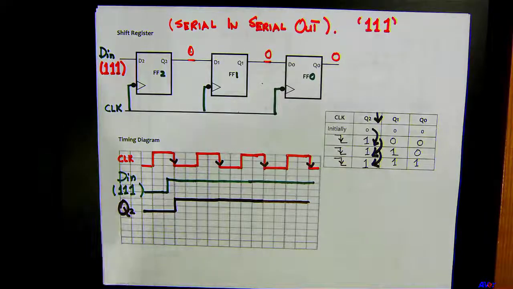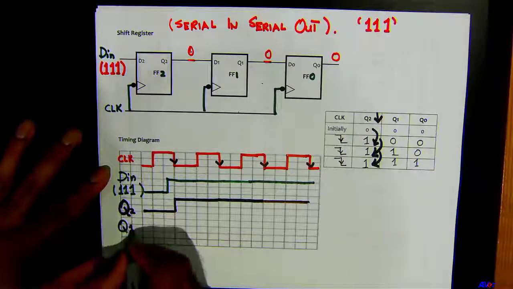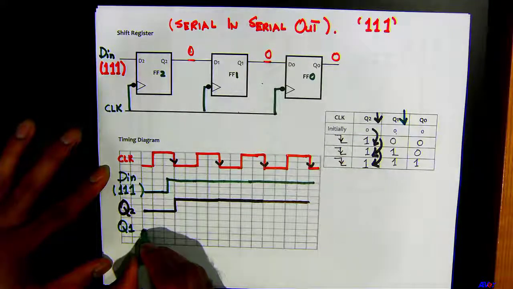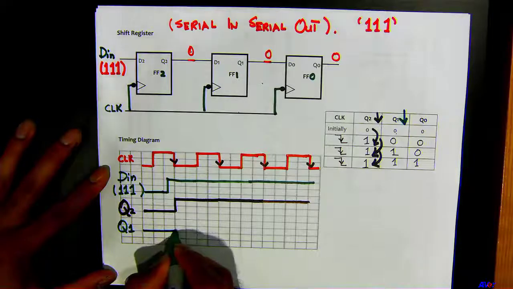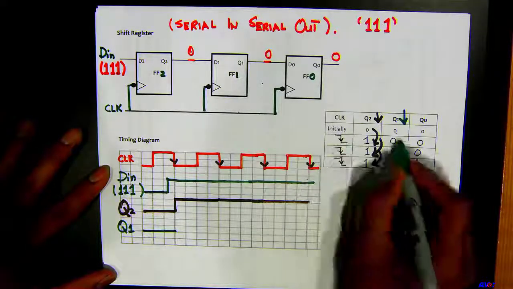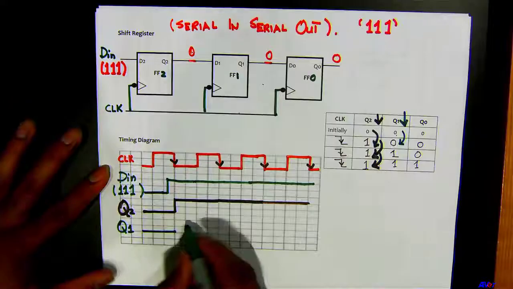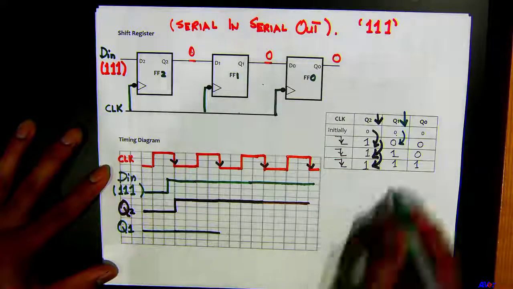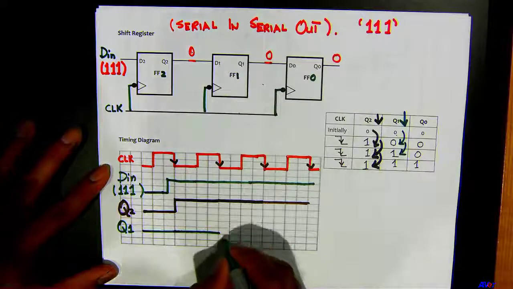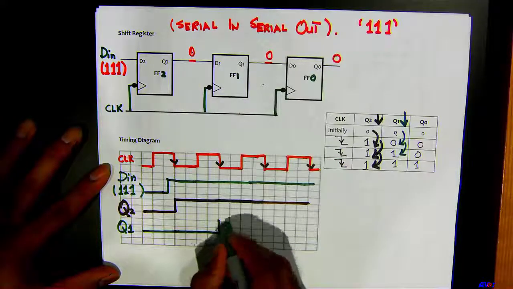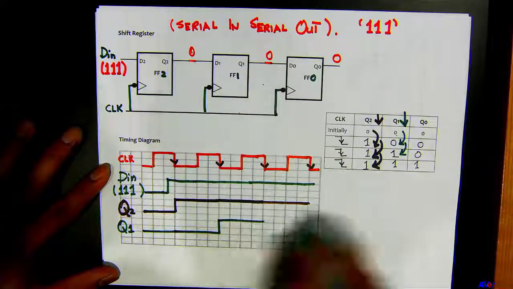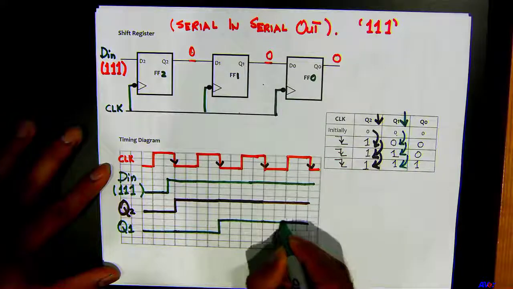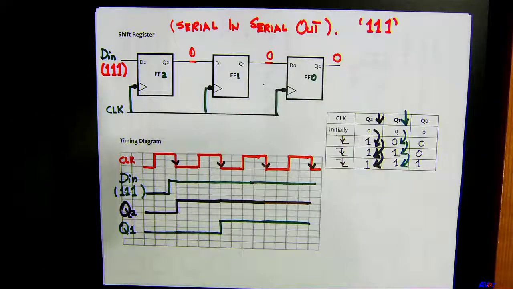Let's move on to Q1. For Q1 you look at this column right here. Initially it's 0, so you get 0 here till this point. The first negative clock edge comes in, it stays 0. Then it goes to 1. And then it goes to 1 again.